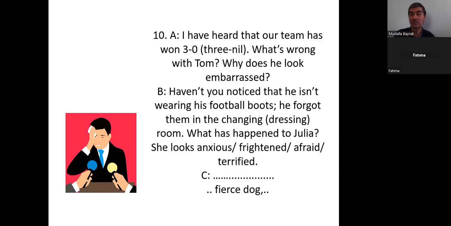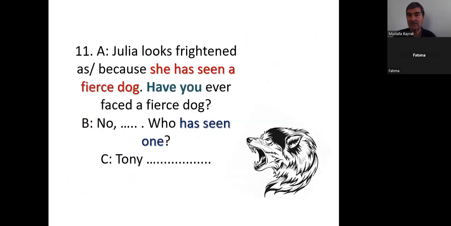Something terrific. Oh, fierce dog. What has happened to Julia? She looks anxious or she looks terrified. She has seen a fierce dog. Okay, a fierce dog. Not a lovely dog, but a fierce dog. Like this. This is a fierce dog. Julia looks frightened because she has seen a fierce dog.